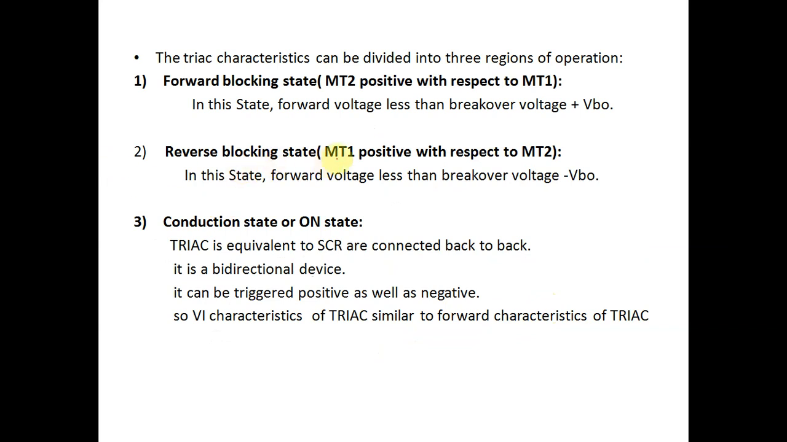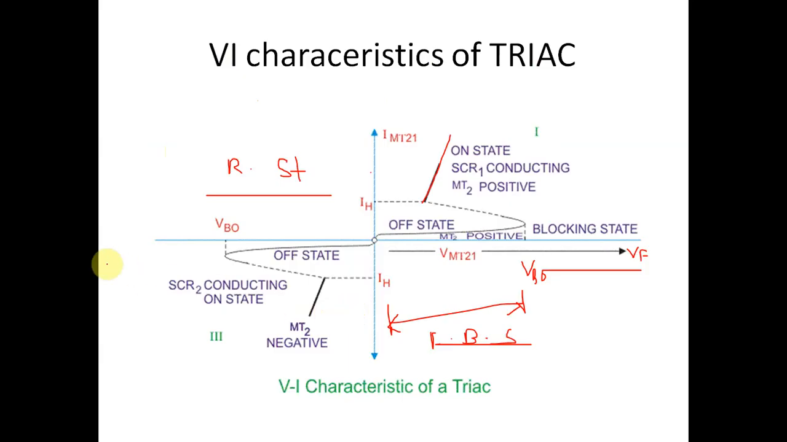In the reverse blocking state, MT1 is positive with respect to MT2. In this state, the voltage is less than the minus breakover voltage. Here also the voltage is less than the reverse breakover voltage. This one is the minus VBO, and this one is the minus VF characteristic. This reverse voltage is also less than the breakover voltage.